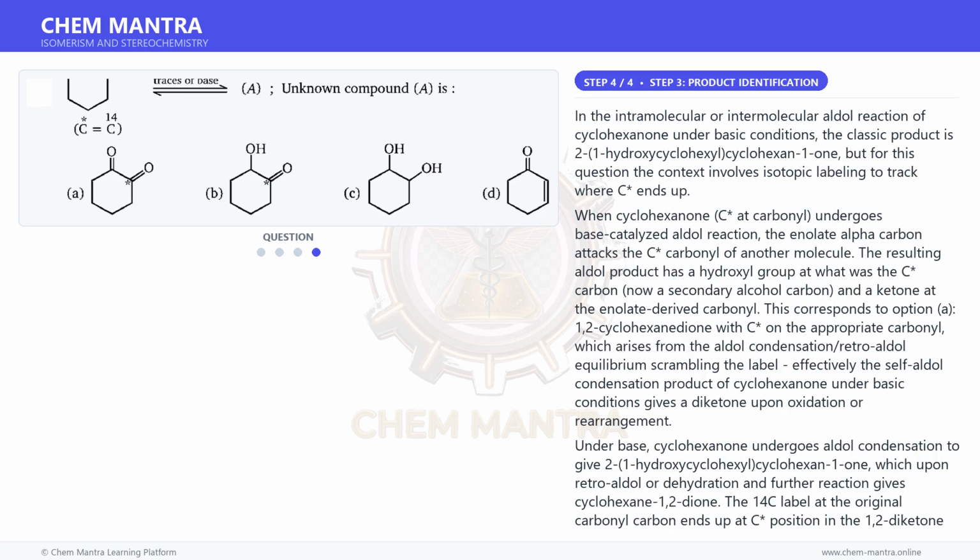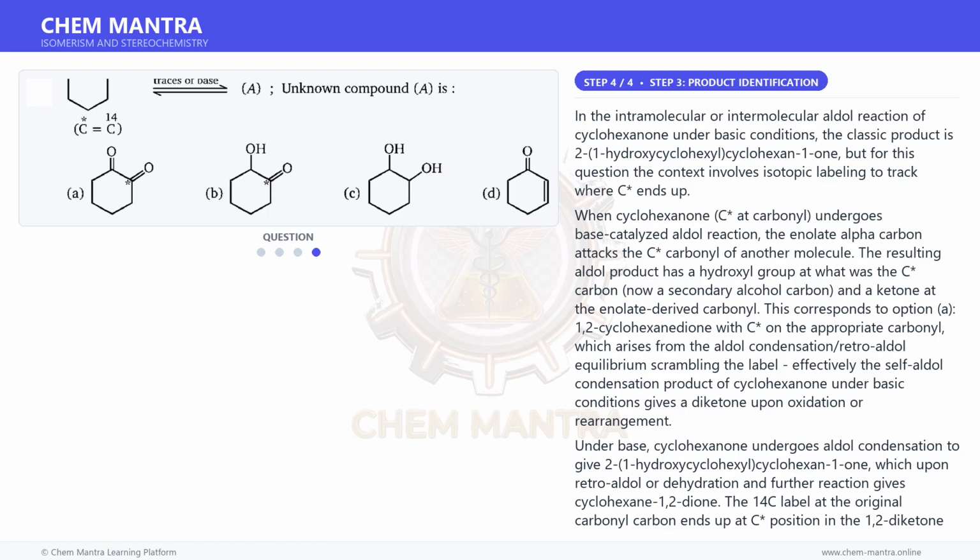And for the final step, in the intramolecular or intermolecular aldol reaction of cyclohexanone under basic conditions, the classic product is 2-(1-hydroxycyclohexyl)cyclohexan-1-one, but for this question the context involves isotopic labeling to track where C** ends up.